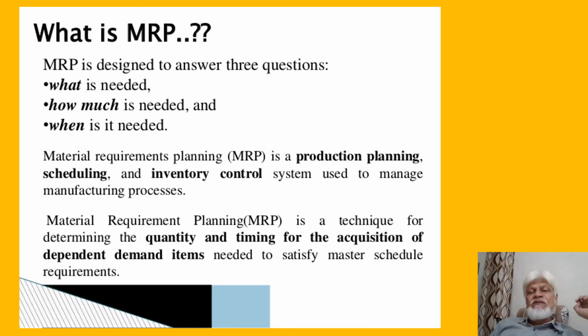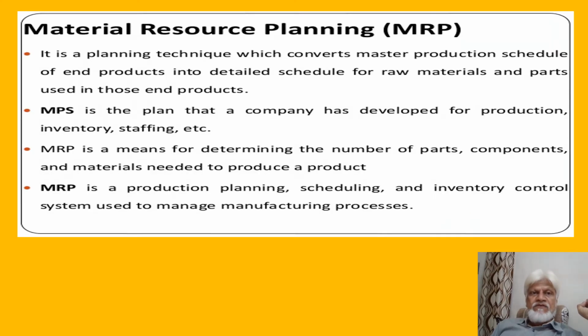So material requirement planning is a production planning, scheduling and inventory control system used to manage the manufacturing process. It is a technique for determining the quality, the quantity and timing for the acquisition of dependent demand items needed to satisfy master schedule requirements. It is also a technique which converts master production schedules for end products into detailed schedules for the raw materials and parts used in those end products.